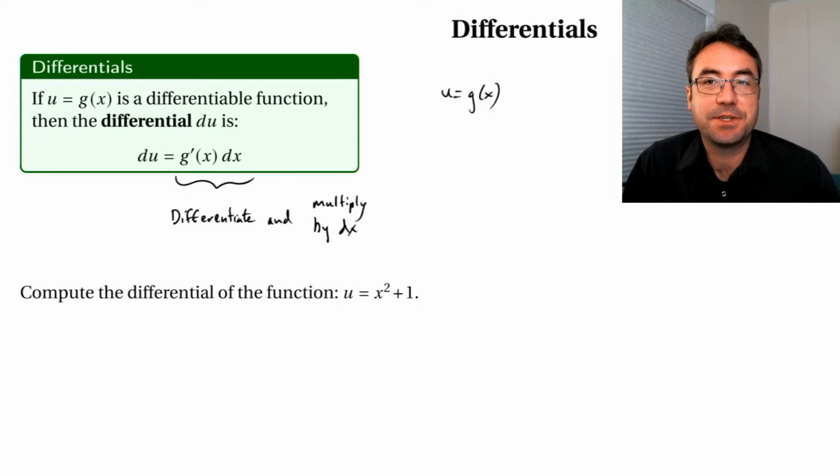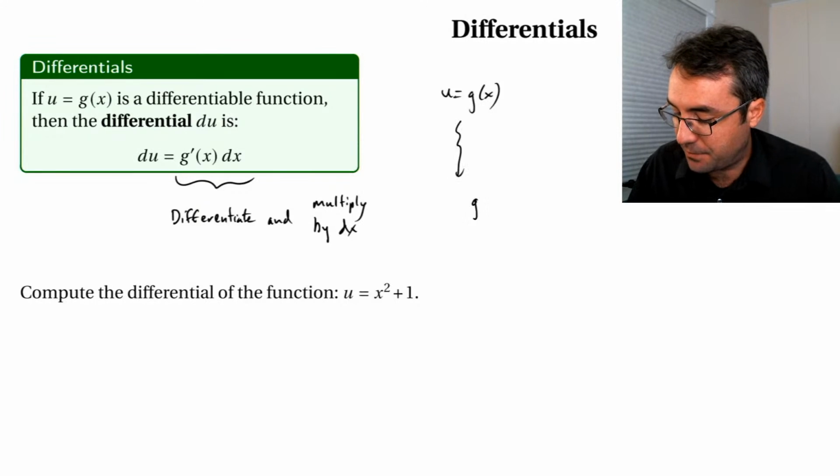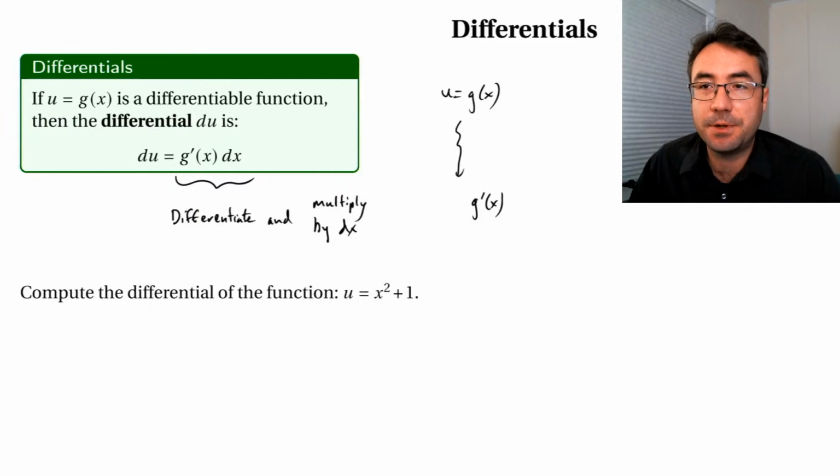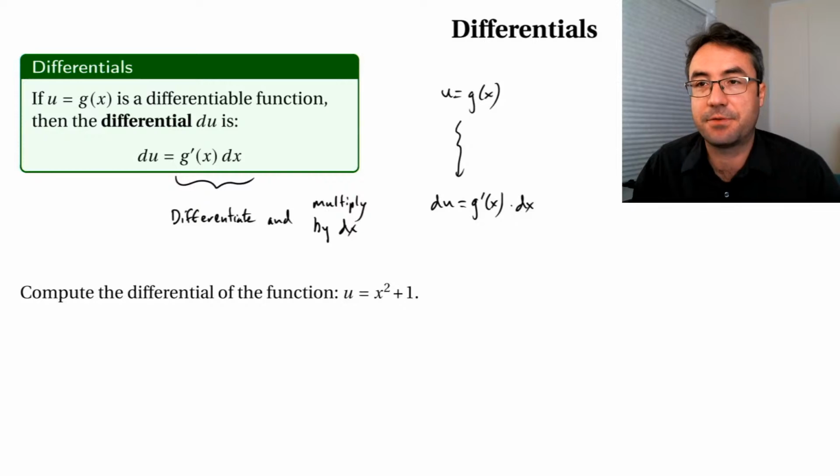So our process, if we have a function u equal to g of x, the process for calculating the differential is we differentiate the right-hand side like usual, multiply the result by dx, and that's our differential du.